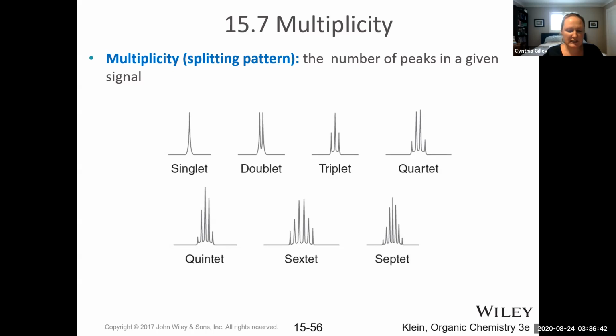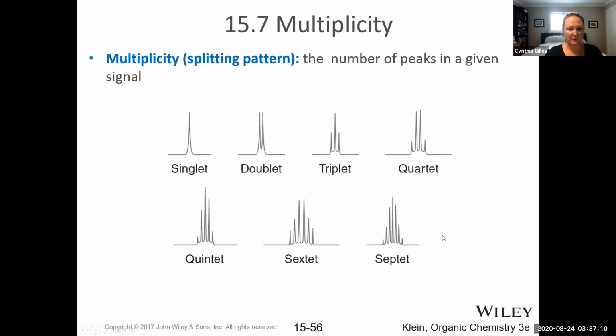First, when you're looking at the signals, we want to see: is there one single peak? We call that a singlet. If there are two that are about equal height, we call that a doublet. If there are three, in a 1:2:1 ratio, we call this a triplet. Quartets are 4 peaks in a 1:3:3:1 ratio, and so on. Okay, so quintet, sextet, septet.